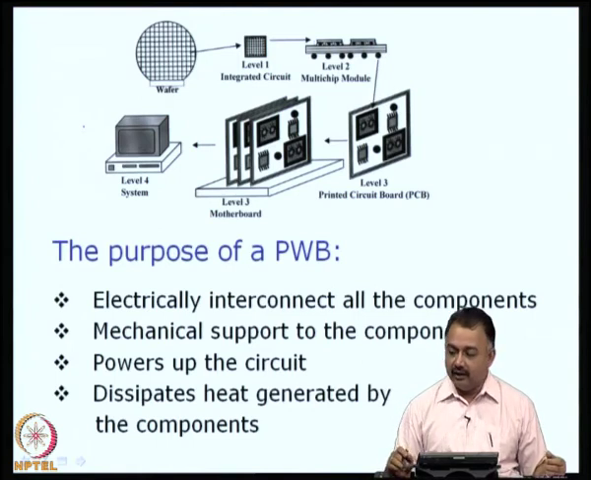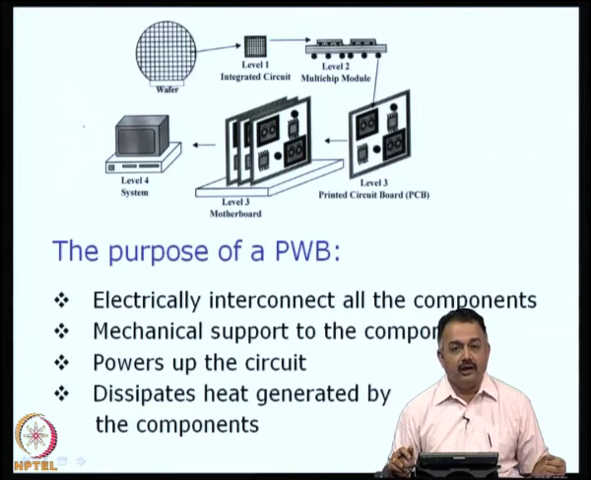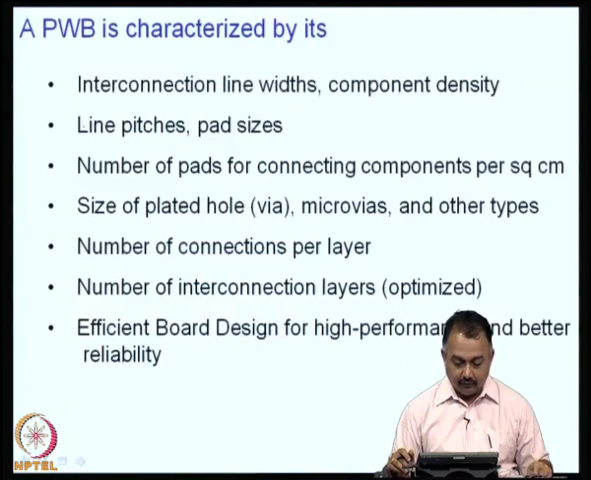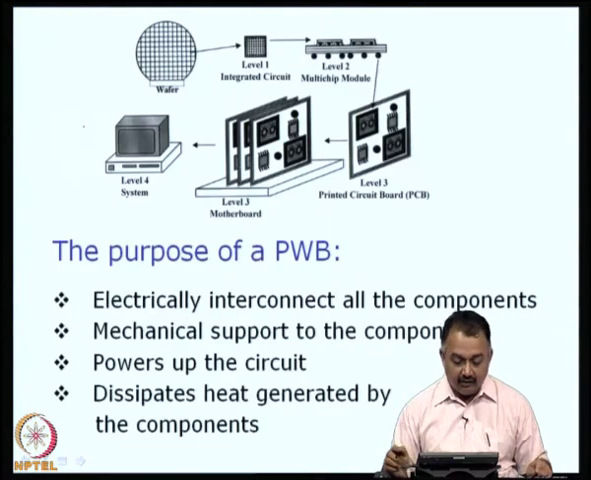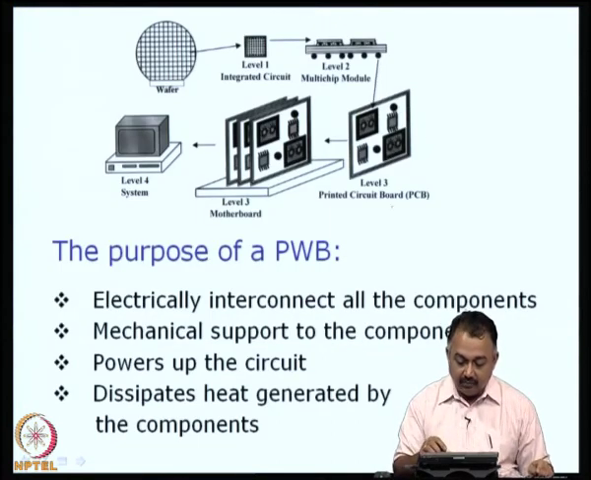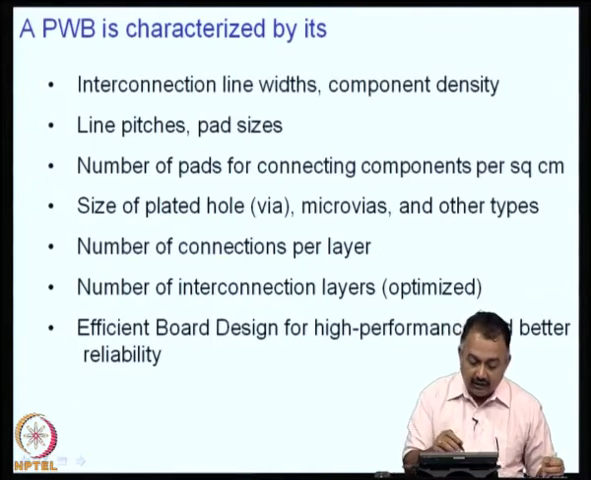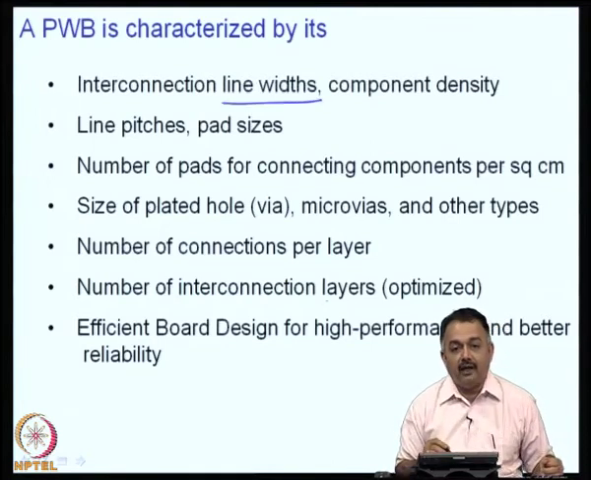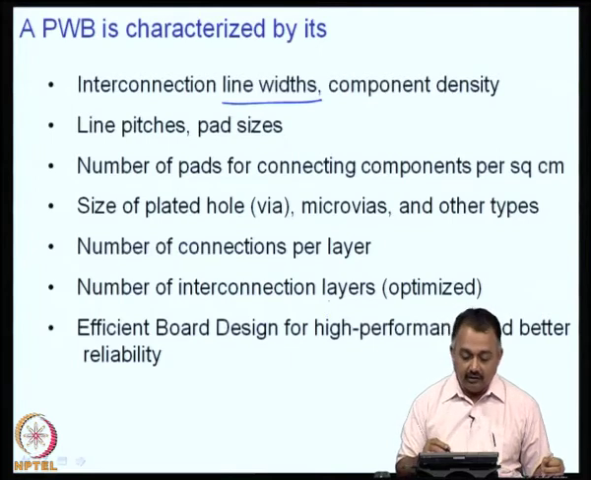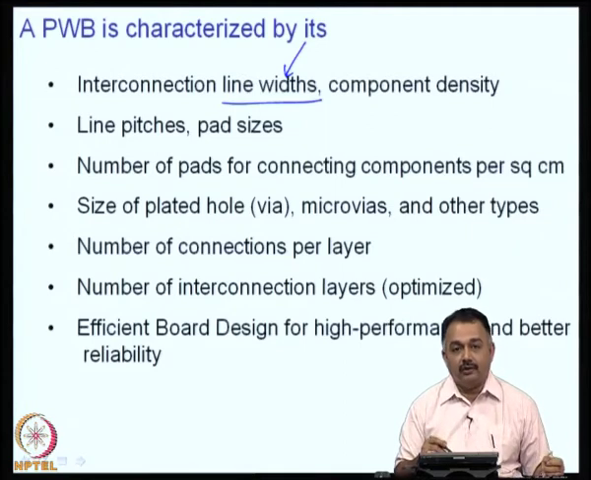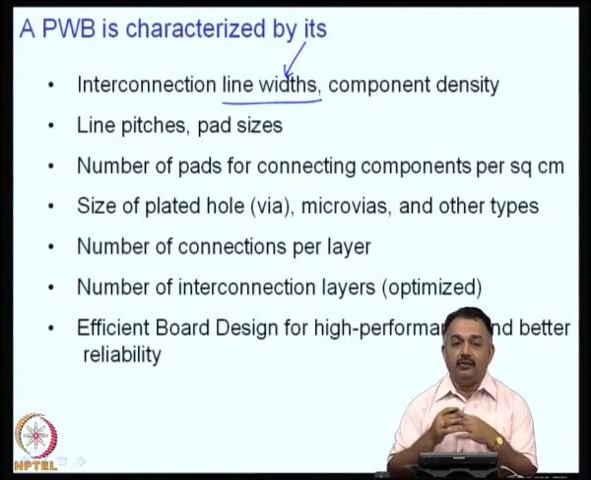I showed you the other day an example of a heat sink. You can use a heat sink on top of the component, or you can use a fan, or various other methods of cooling are now available. So, if you look at the figure here, from wafer to multi-chip module to board, motherboard and system. So, a PWB should be characterized by interconnection line widths. Just as we are worried about line widths in semiconductor technology, here also we are worried about how low a line width we can go to, so that you can make it very high density using very small space.